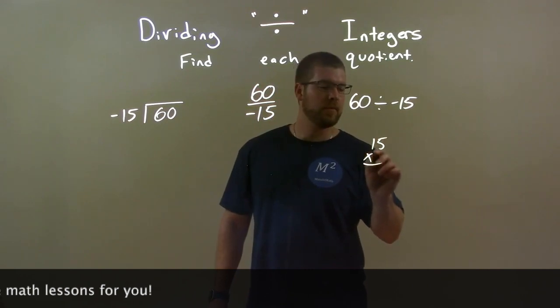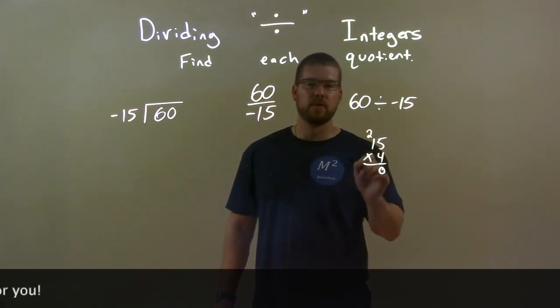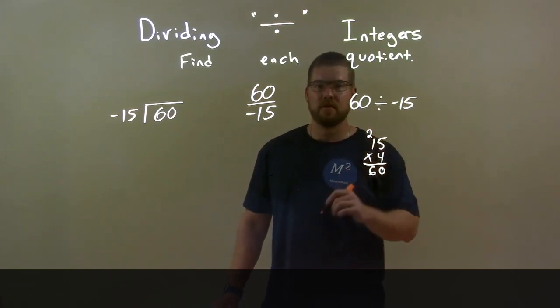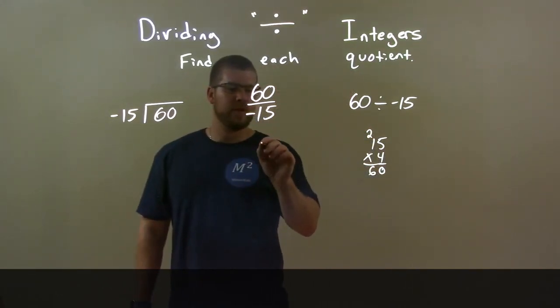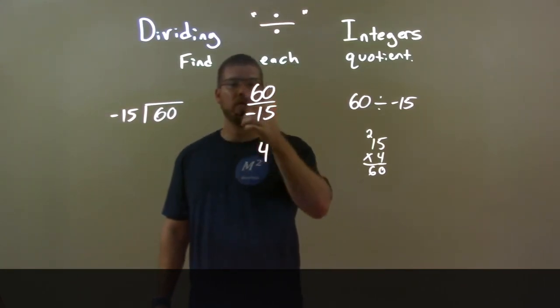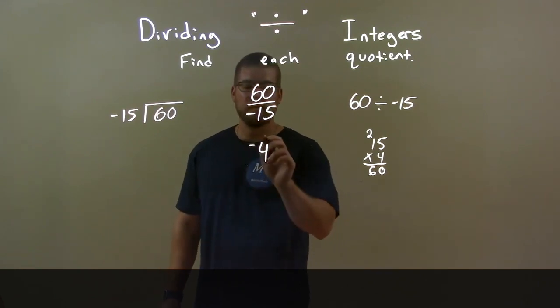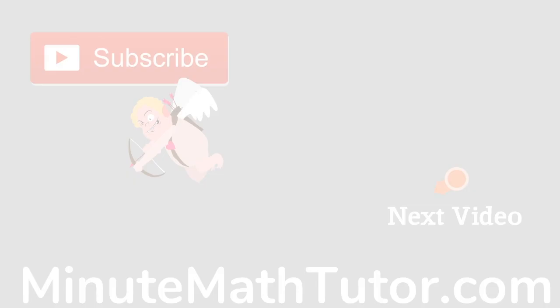15 times 4 will end up being 60, and we can see that. 15 times 4. 5 times 4 is 20, carry the 2. 4 times 1 is 4, plus 2 is 6, 60. So 60 divided by 15 is just a 4. But now we have to deal with the negative. A positive divided by a negative is always going to be a negative. So our final answer is a -4.